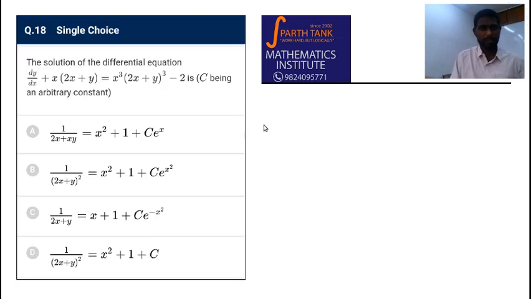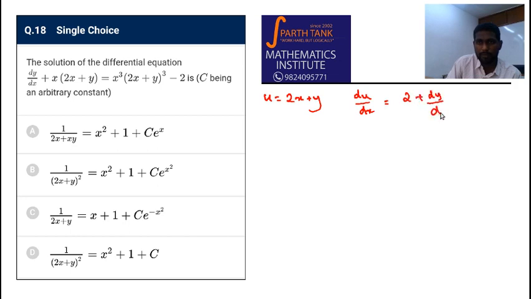Differential equation. The solution of the differential equation dy by dx plus something, c being a constant, is etc. Now see, obviously this 2x plus y being there means that something has to be done about 2x plus y. Take u as 2x plus y. You will see that du by dx will be 2 plus dy by dx, and that is why this minus 2 is given here. Take this to the other side and rearrange this equation.